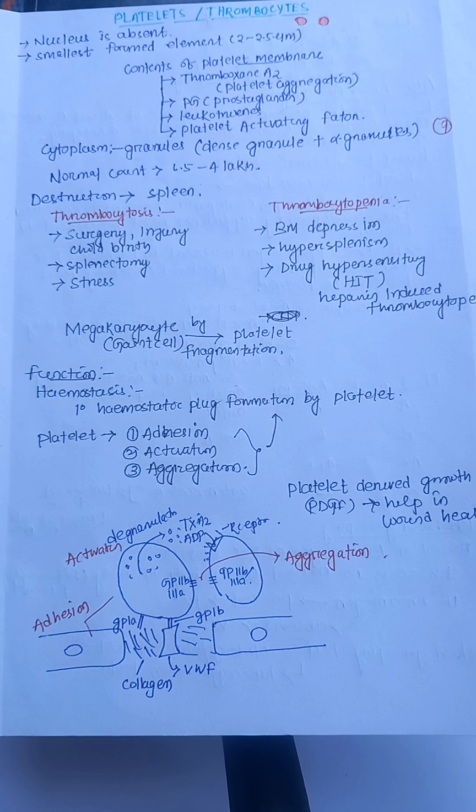As I already said, hypersplenism is when the spleen gets enlarged. That means there will be more phagocytosis of the platelets. Also drug hypersensitivity. Okay, HIT is heparin induced thrombocytopenia. What actually happens? Heparin gets attached to the platelets, and our body thinks it is foreign and phagocytoses it, so the platelet count decreases. That is called HIT, heparin induced thrombocytopenia. And platelets are fragments of the megakaryocytes present in the bone marrow, which are called giant cells.